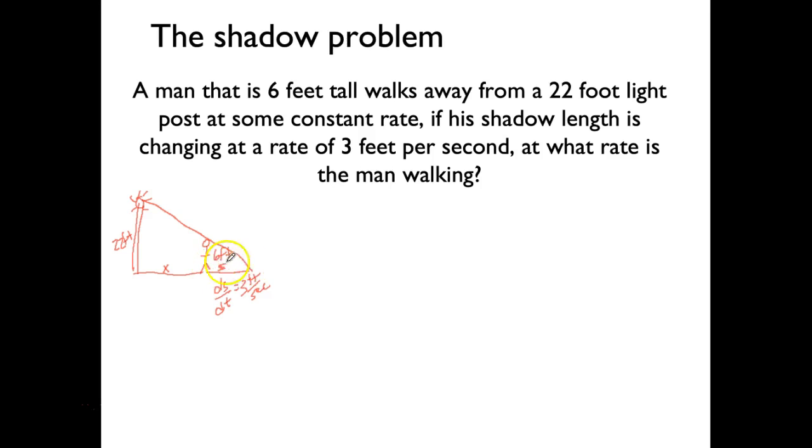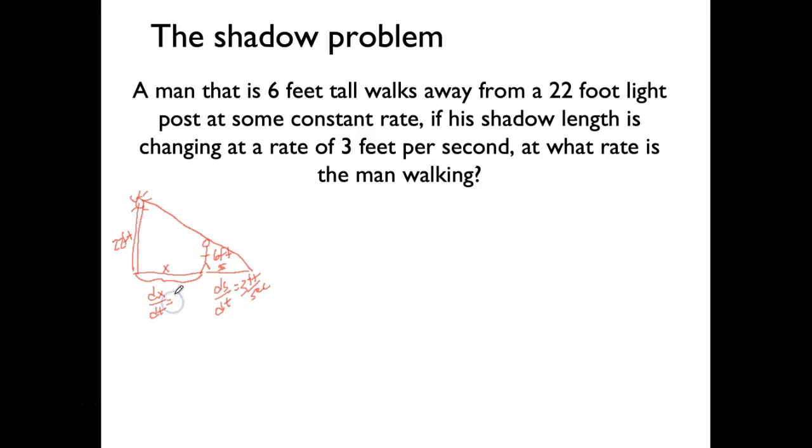And we don't actually know the shadow length right now, so I'm just going to leave S as S. At what rate is the man walking? Okay, so we're looking for how fast he's walking. Notice the speed of his walking is going to be dependent upon how fast the change in this is. This will be his walking rate.